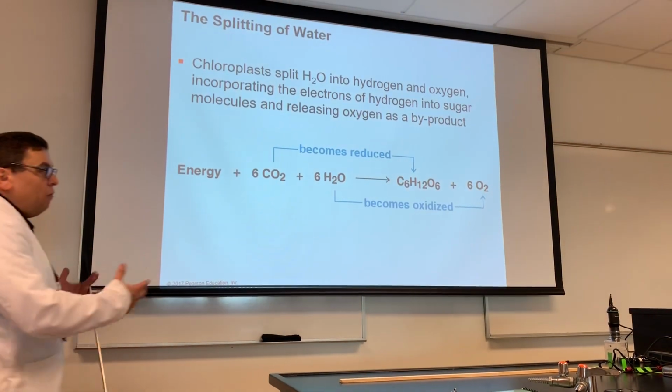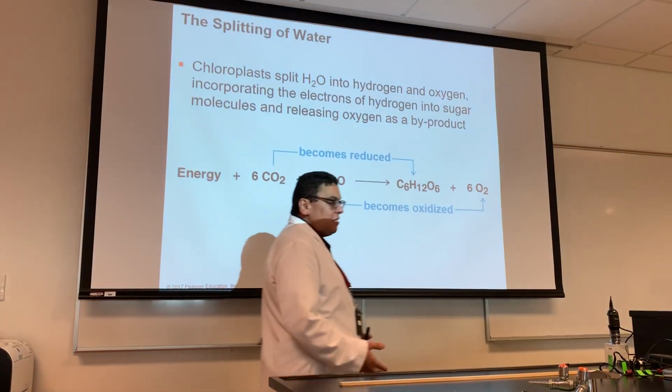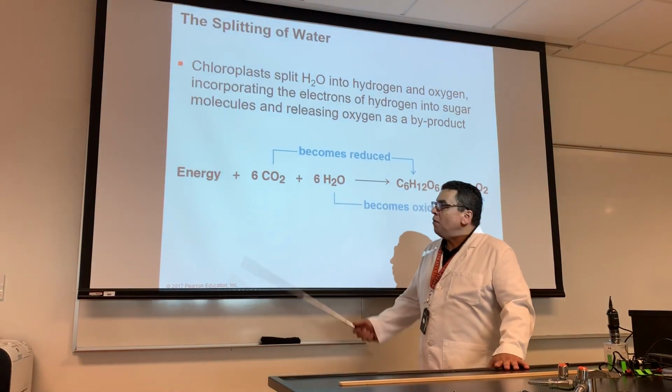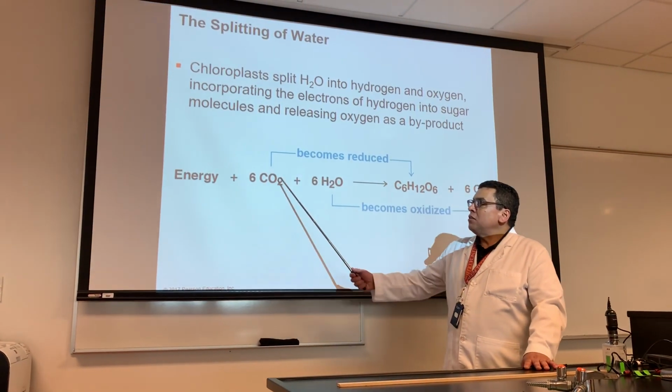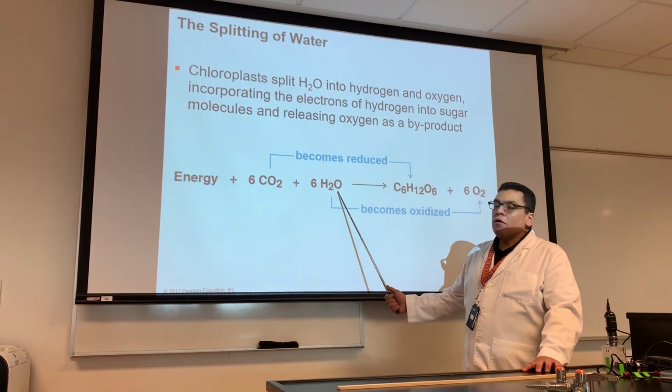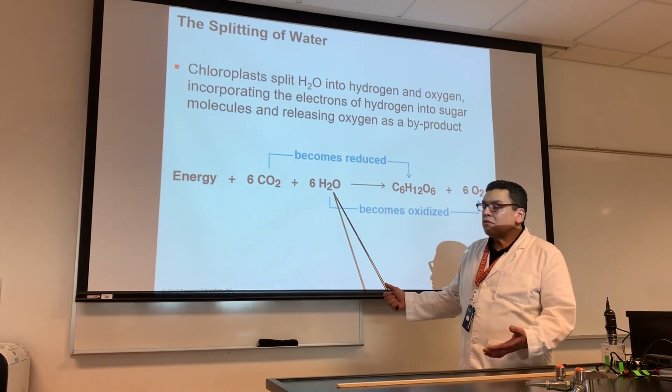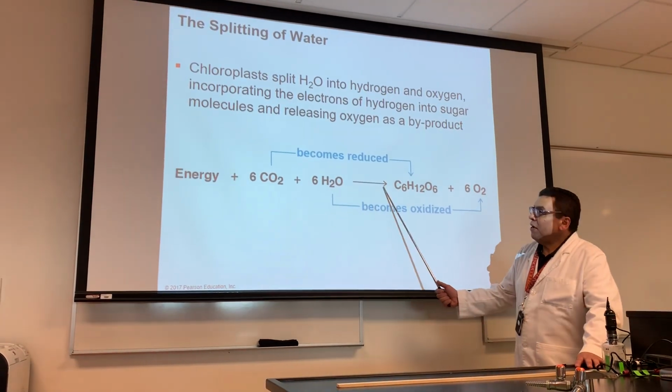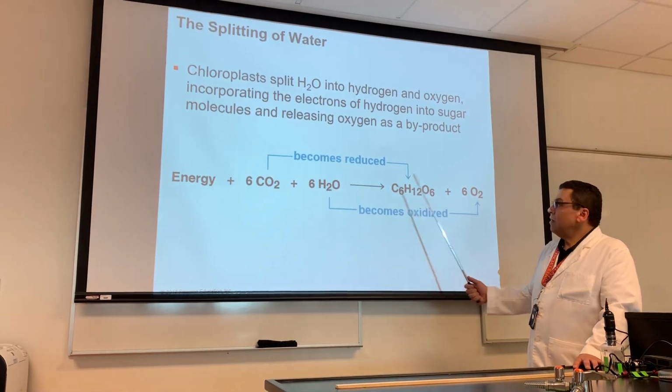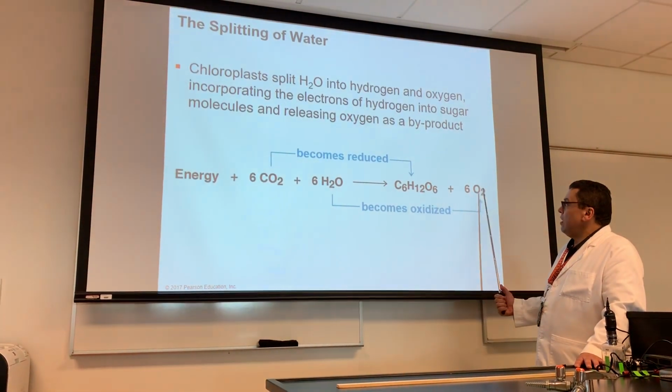So if we look at the overall reaction of photosynthesis, again, this is review now. Energy from the sun, CO2 from the air, water from the roots. This arrow here is photosynthesis. It makes glucose and oxygen.